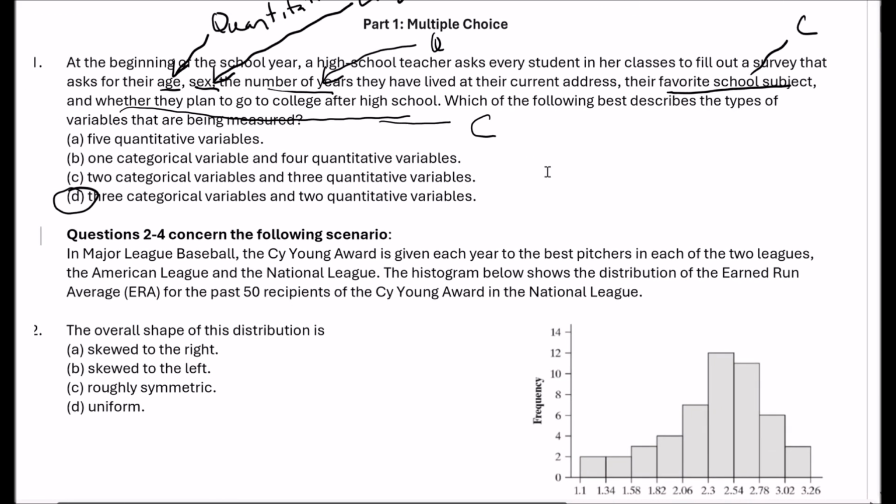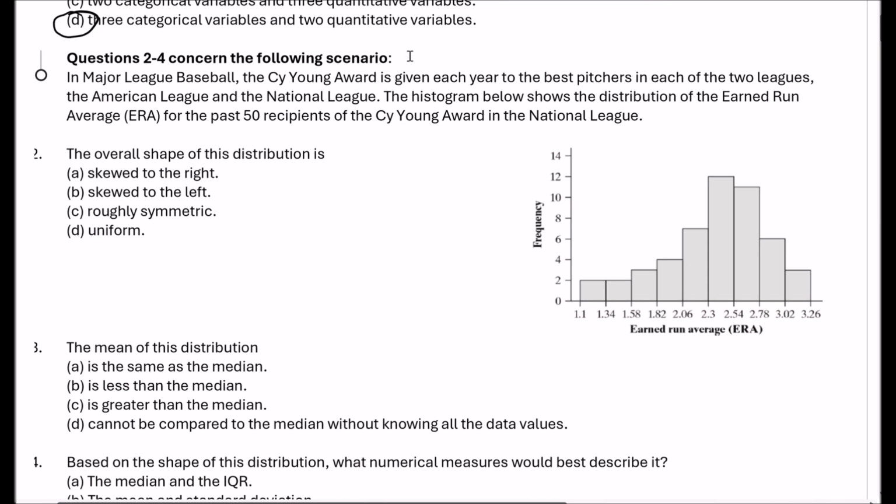All right, so now number 2. Questions 2 to 4 regard the following scenario. In MLB, the Cy Young Award is given each year to the best pitchers in each of the 2 leagues, the American League and the National League. The histogram below shows the distribution of the earned run average for the past 50 recipients of the Cy Young Award in the National League. What's the overall shape of the distribution? It looks to be skewed left. The longer tail is on the left side, so it's skewed in that direction. So that's B.